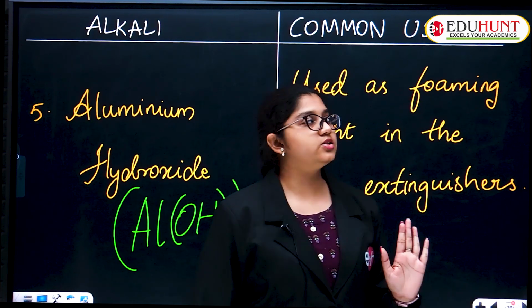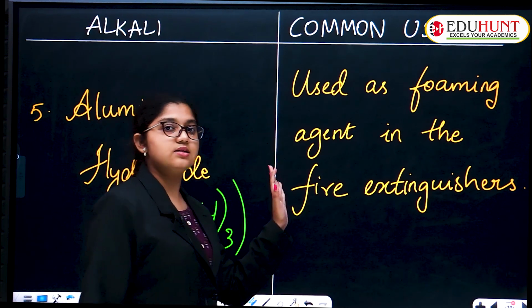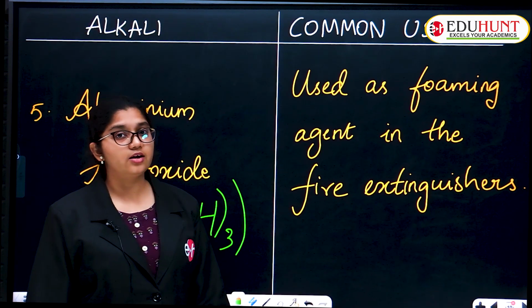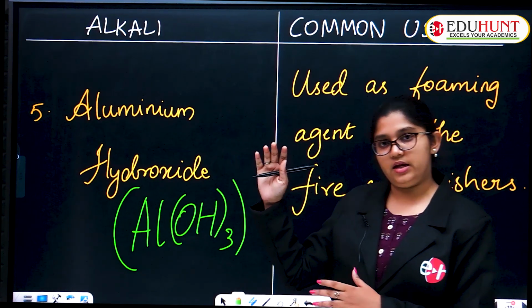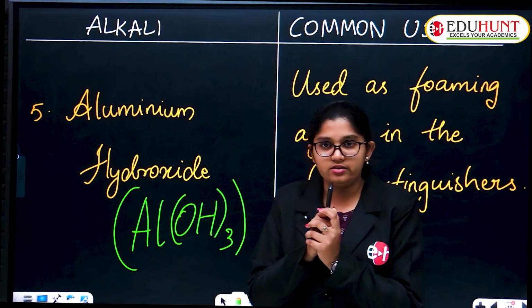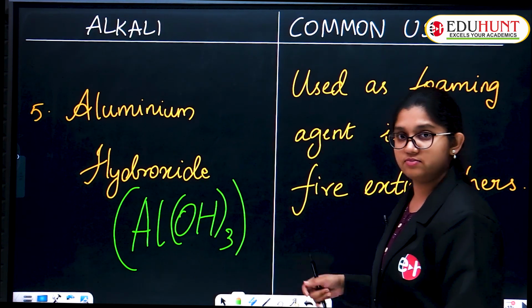So now, what is the common use of aluminium hydroxide? It is used as a foaming agent in fire extinguishers. Whenever there is a fire, we take that red container and spray it over the surface of the fire, right? It cools and neutralizes the fire. Let's see how this all works.